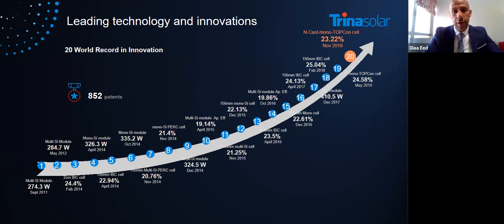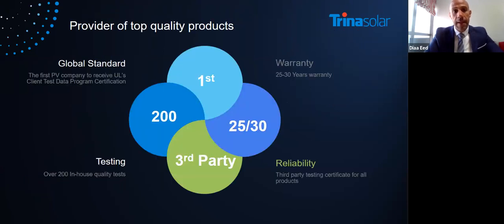According to technology and innovation, Trina has gotten 20 world records in innovation. You can see the buttons for every year, where we are achieving our benchmark of the world record. So when we talk about a company that provides bankability and R&D, we then talk about quality right now. We have global standards, the first PV module to receive the UL.